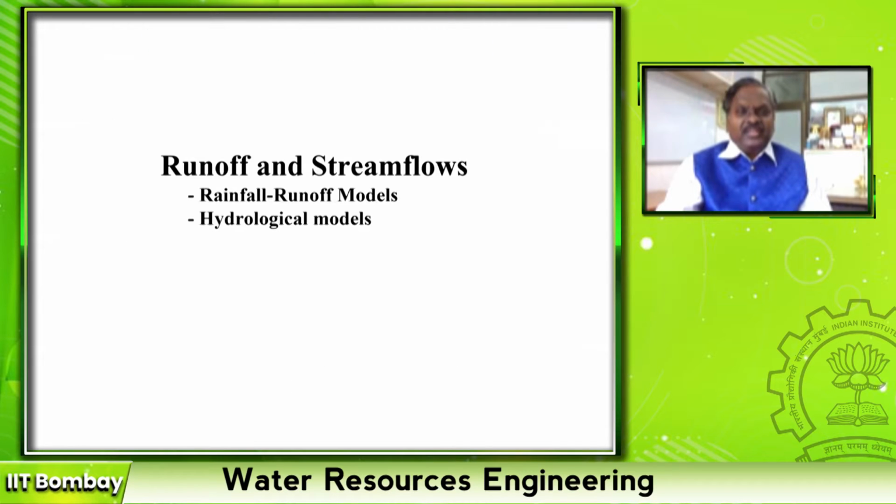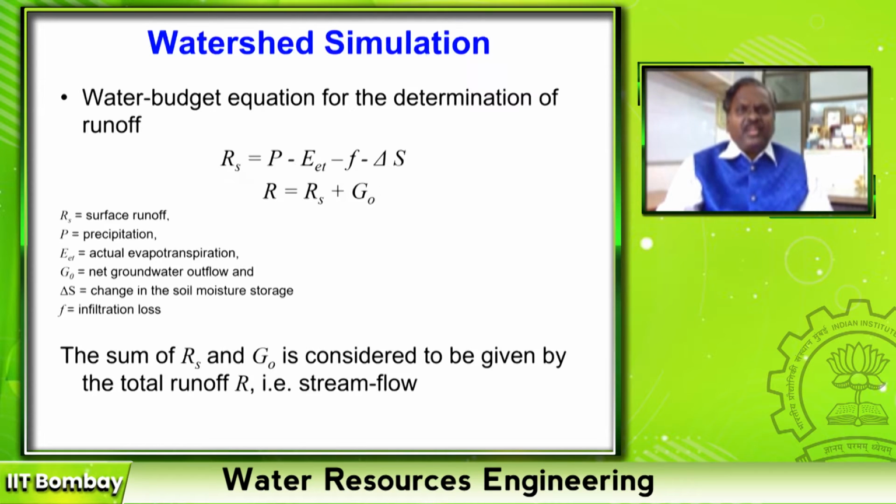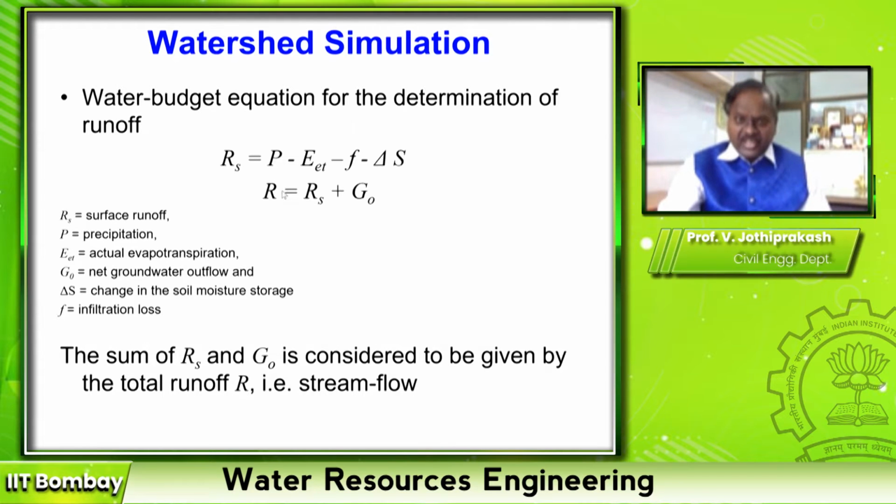Right. So then the third method is watershed simulation. This watershed simulation is used in all conceptual as well as in physically based models. That means you need to estimate this runoff. Then on the right hand side, either you measure it or you estimate it.